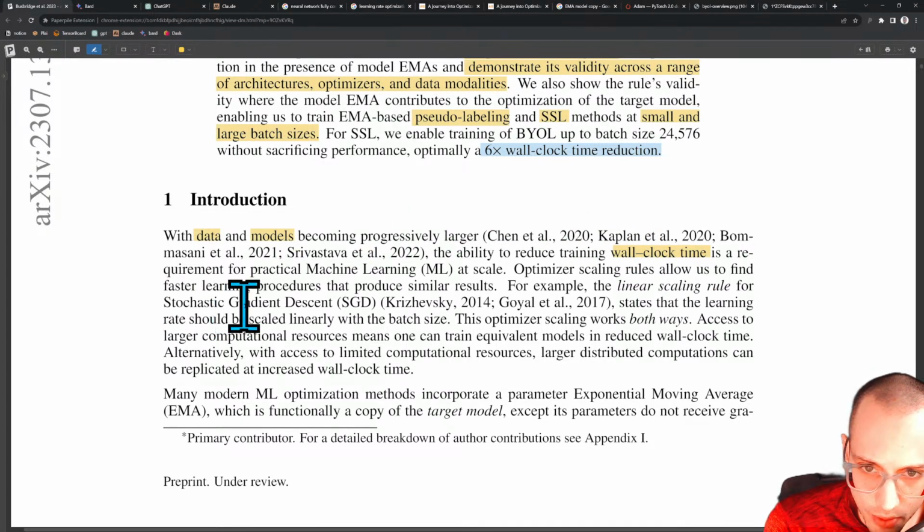It is a requirement for practical machine learning at scale. I don't know why they keep talking about practical here. It's almost like they're in denial that this is a theory paper. Optimizer scaling rules allow us to find faster learning procedures that produce similar results. So if you can scale this optimization process, you can produce similar results faster. And what do they mean by that?